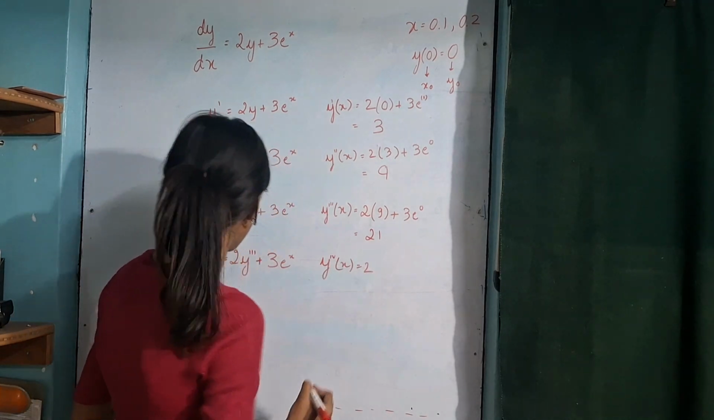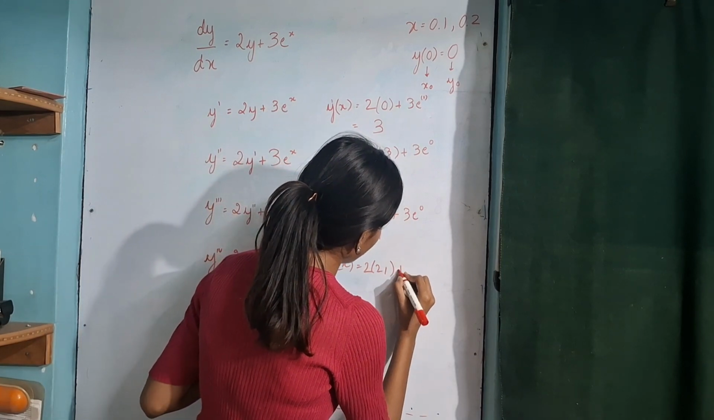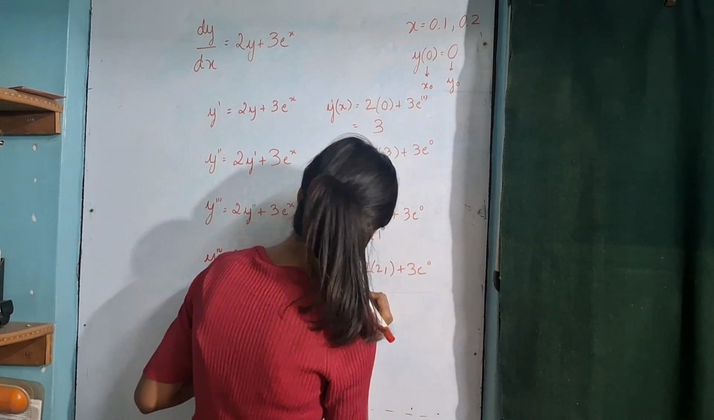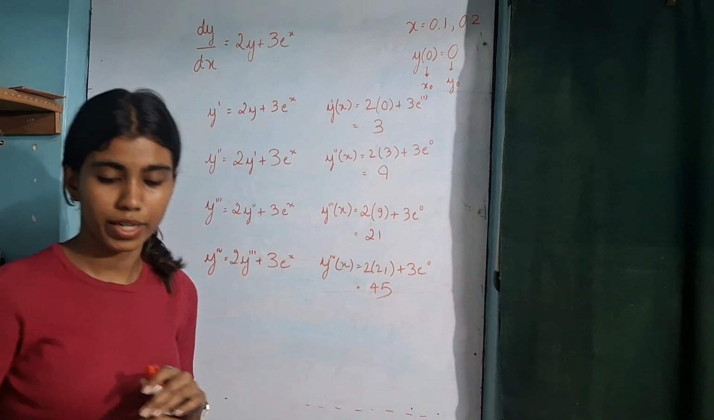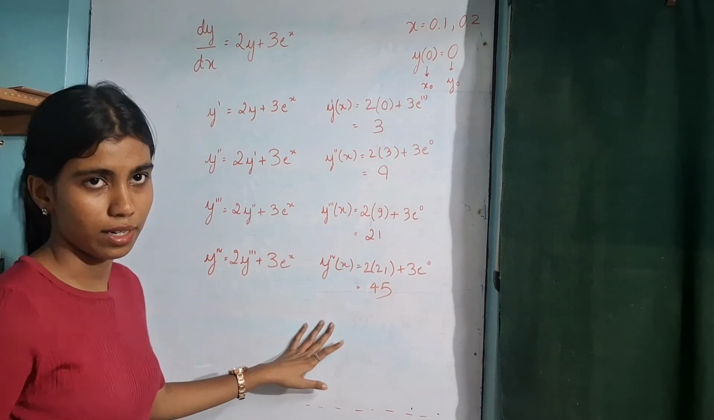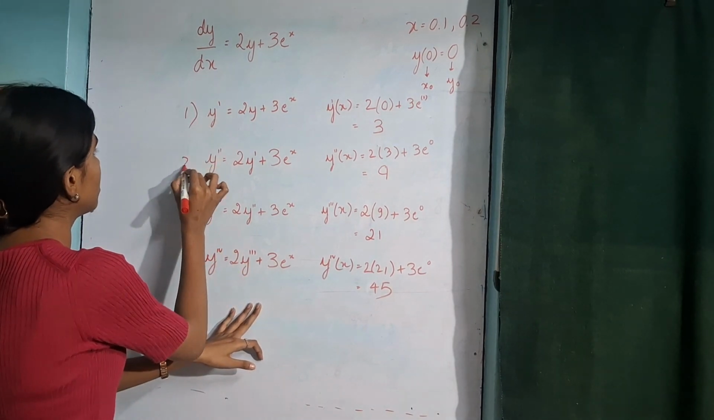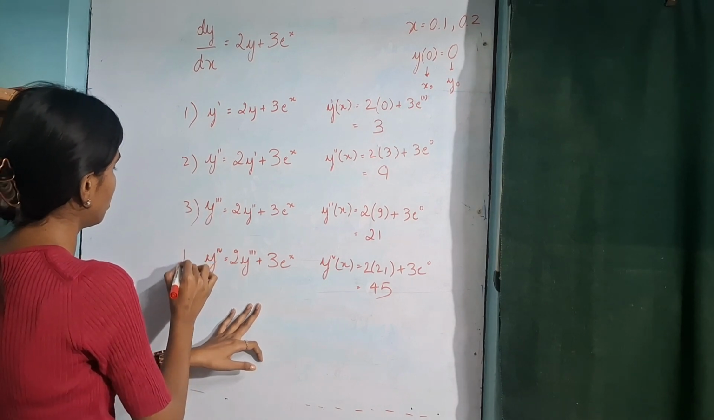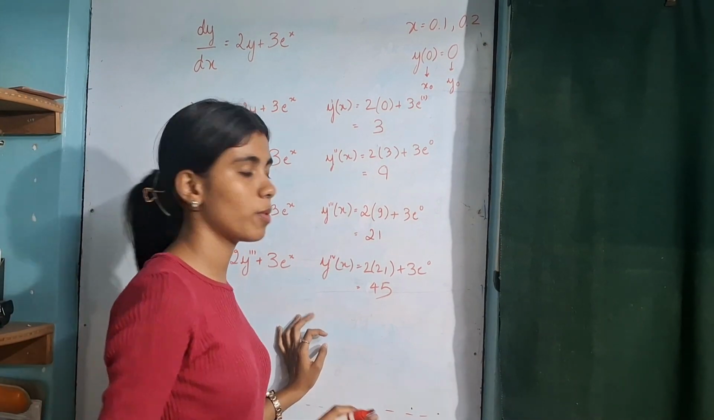Your 2 is going to stay as it is. Y triple dash value is 21 plus 3 e raised to 0, and if you put this into your calculator, your value is going to be 45. After getting this done, you have already done till the fourth derivative. This is your first, this is your second, this is your third, this is your fourth. So you have done 4 degrees. So this much is enough.